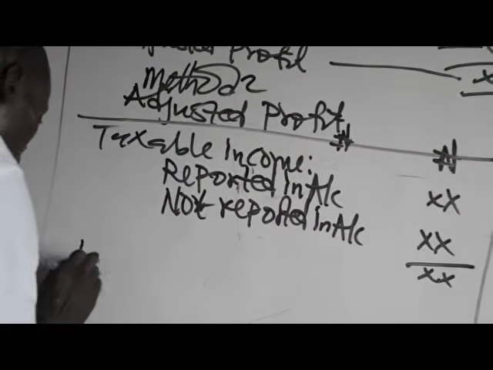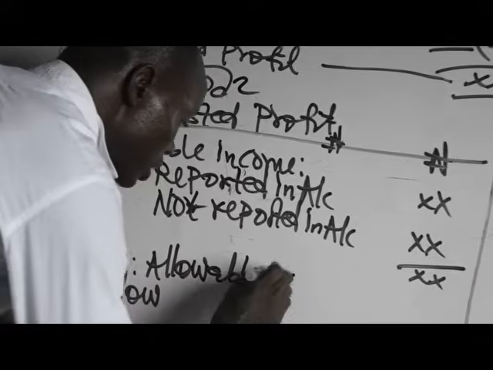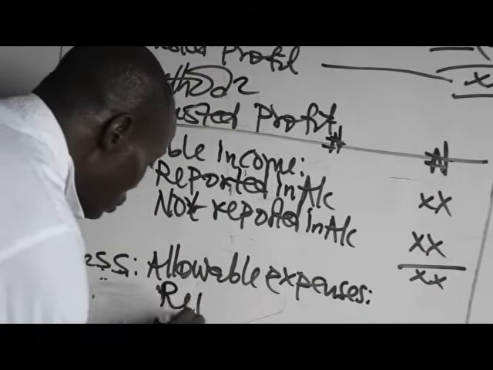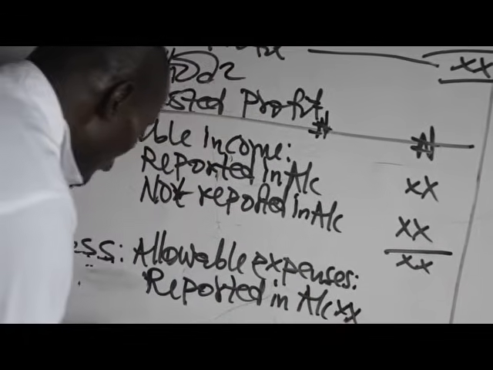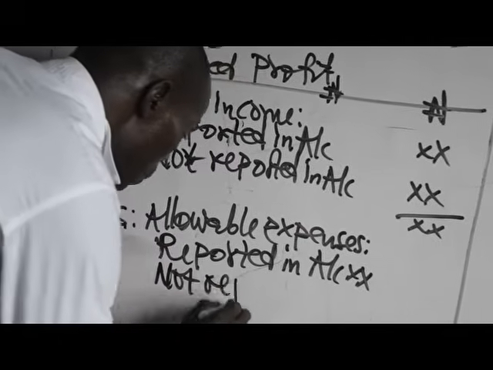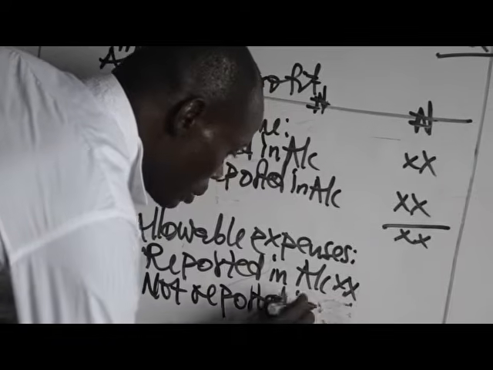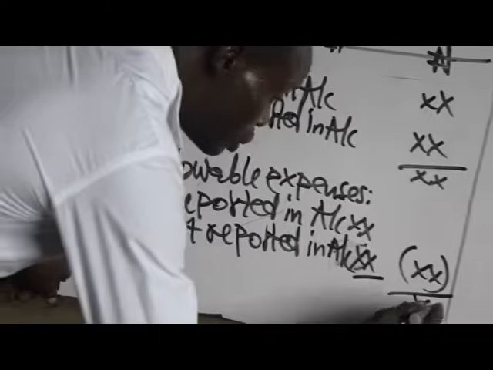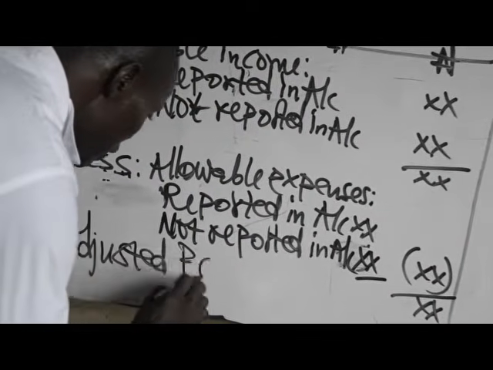Nonetheless, allowable expenses. You less your allowable expenses, the one reported in account, and the one not reported in account. That is, allowable expenses not reported in account. After deducting this, you arrive at the adjusted profit.